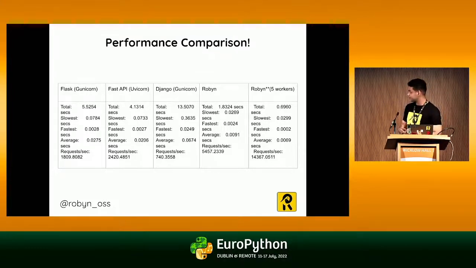As you can see, Flask took around 5 seconds to serve 10,000 requests. FastAPI took 4 seconds. Django with Gunicorn took 13. Robyn on a single worker took 1.8 seconds, whereas with 5 workers, which was the maximum workers that could be allocated on my dual core machine, it took only 0.69 seconds to serve 10,000 requests.